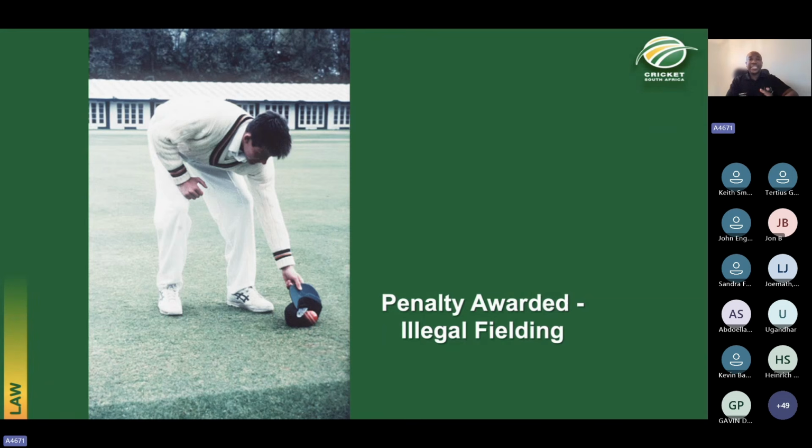This is definitely illegal fielding. Why? Because you can see that this fielder has willfully taken off his cap and is extending his or her person to use the cap to field the ball. This is illegal fielding because this is extending clothing or equipment to field the ball.